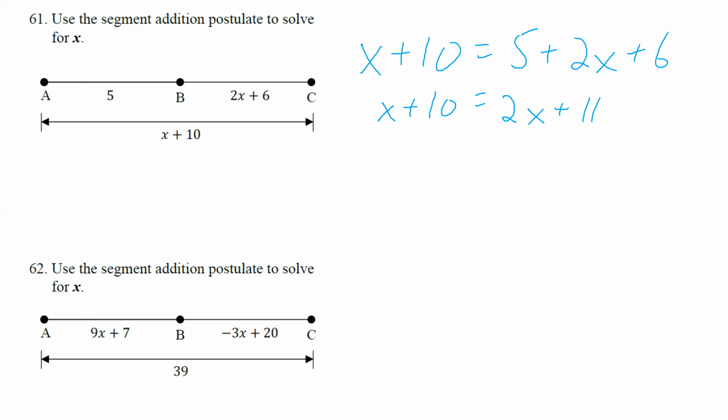Now we need to get values to the same side. So I'm going to move the x over to the other side by subtracting it. That gives me 10 equals x plus 11. I'm going to bring the 11 over by subtracting it. So x is equal to -1.